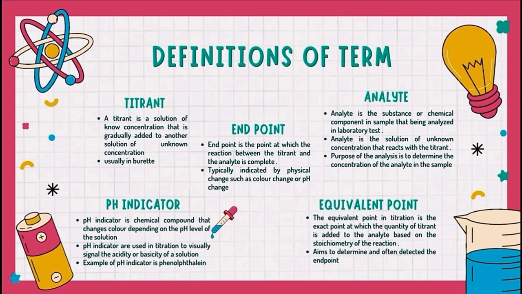pH indicator. pH indicator is a chemical compound that changes color depending on the pH level of the solution. pH indicators are used in titration to visually signal the acidity or basicity of a solution. An example of pH indicator is phenolphthalein. Equivalent point. The equivalent point in titration is the exact point at which the quantity of titrant added to the analyte is based on the stoichiometry of the reaction. It aims to determine and often detect the endpoint.